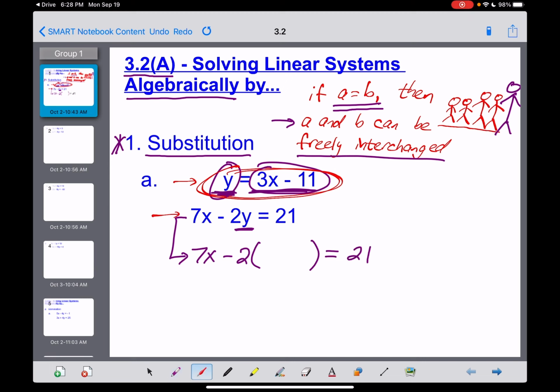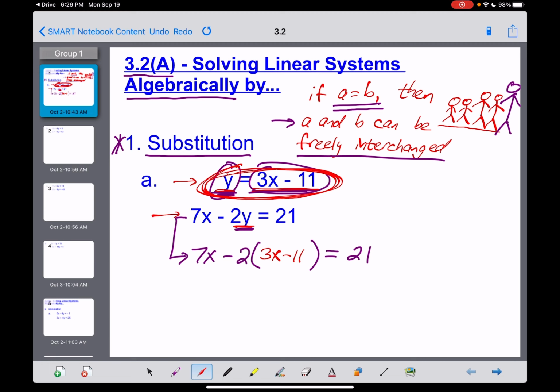And what are we doing now, guys? We're going to take out the y and replace it with what y is equal to, which is 3x minus 11. Okay, so I took out one expression and replaced it with another. I took out y and replaced it with 3x minus 11. And why can I do that? Because y and 3x minus 11 are equal to each other.